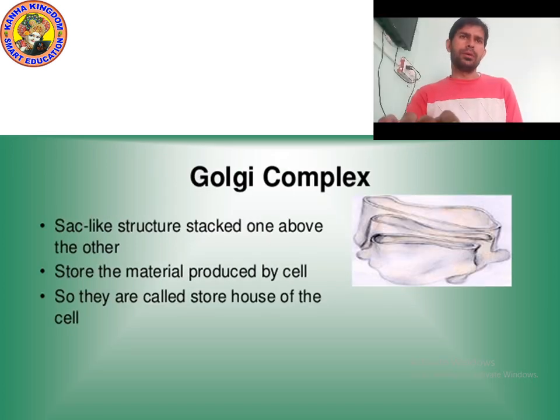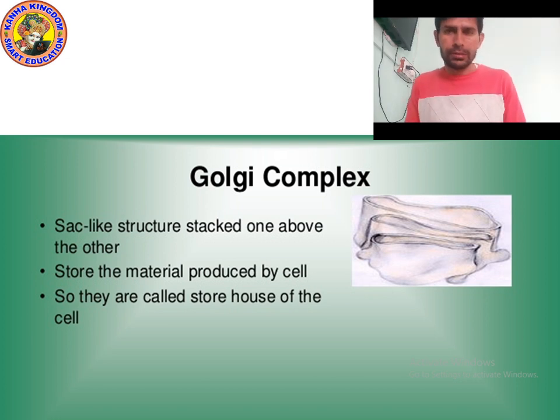Okay, kids. Now let's study about the Golgi body, or you can say Golgi complex. So, what is the shape of Golgi body? Well, its shape is just like a sack. And Golgi body is present in both plant cells as well as animal cells.